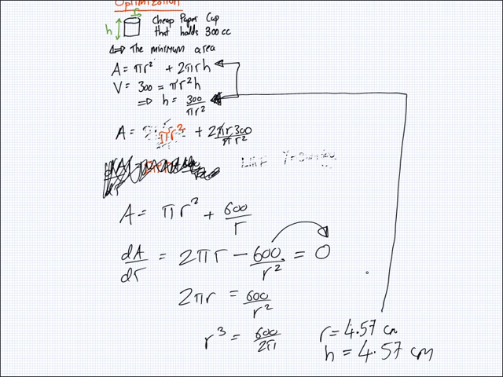So remember we wanted the minimum area. And turning points mean minimums. So we're finding the minimum surface area. Yeah. We get it. Good.